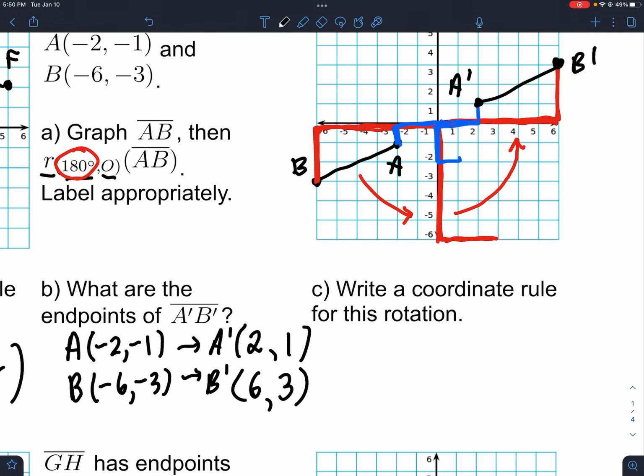So this is an interesting rule. The rule here is to just multiply everything by -1. Because if you do that, see how like the -2 became a 2 and the -3 became a 3? That's because you multiplied by -1. So that's the rule for 180 degree spin.